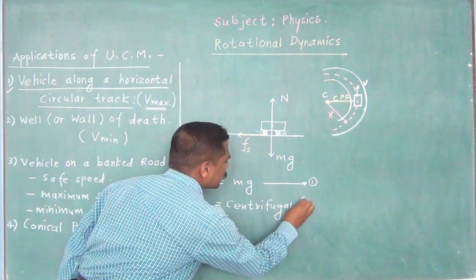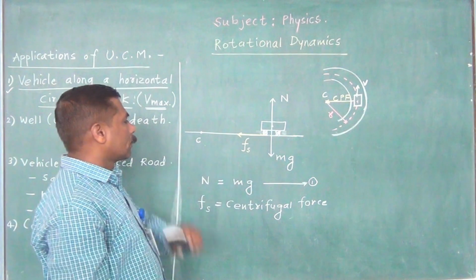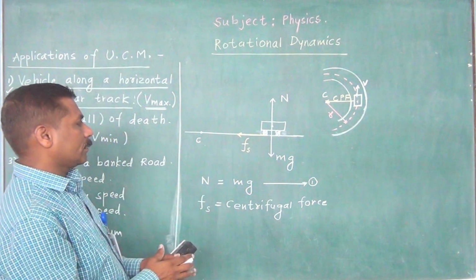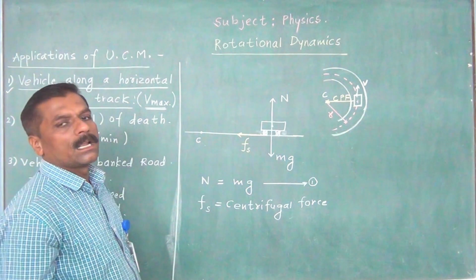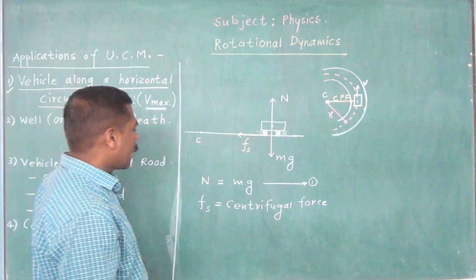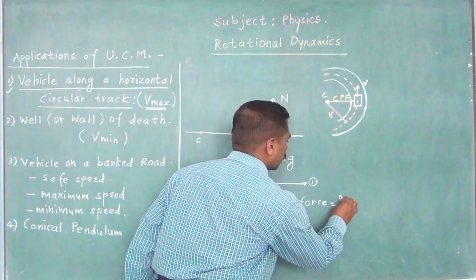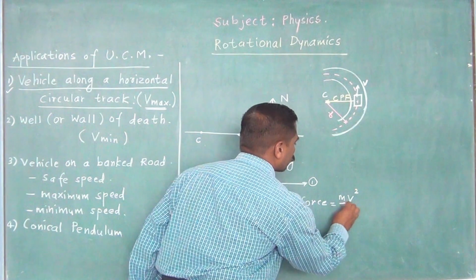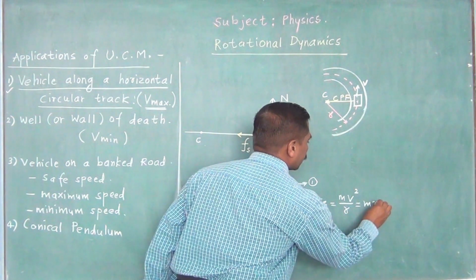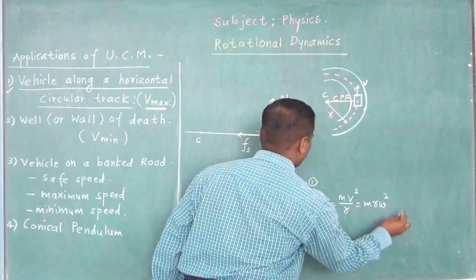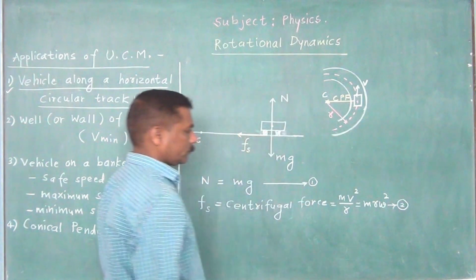Centripetal or centrifugal force. Now what is the role of this frictional force? It will prevent skidding or slipping of the vehicle along the road, and we know the formula for the centripetal force, it is mv square upon r, which is equal to mr omega square. Say this is equation number 2.